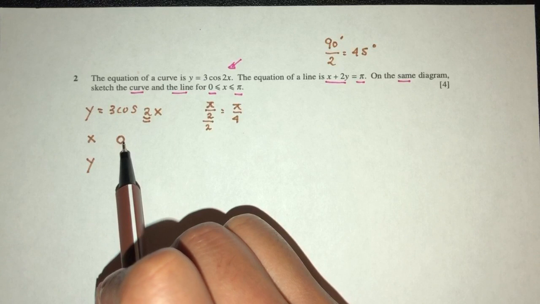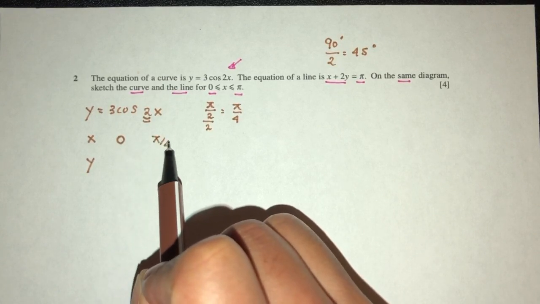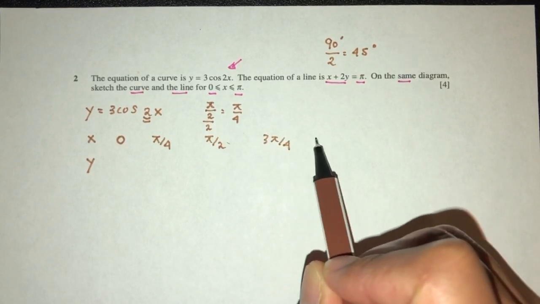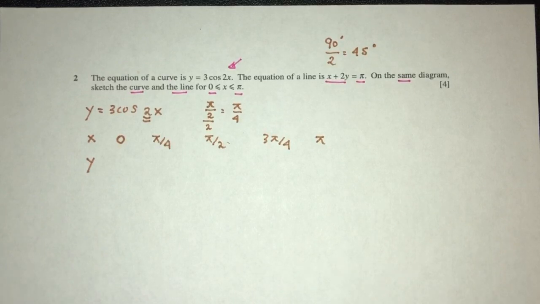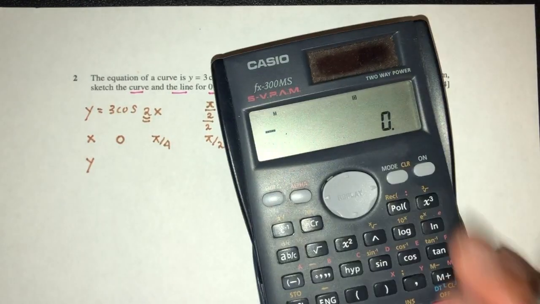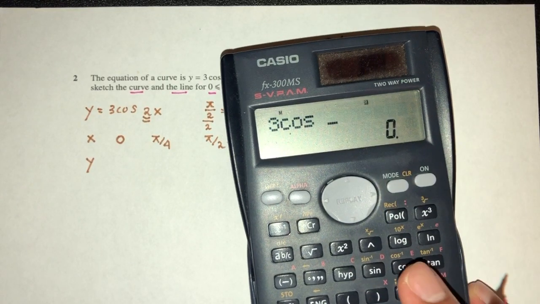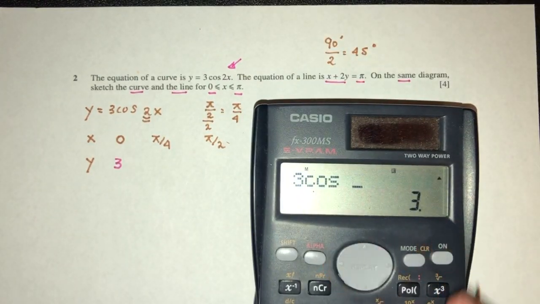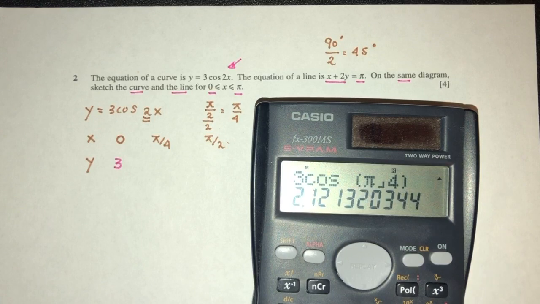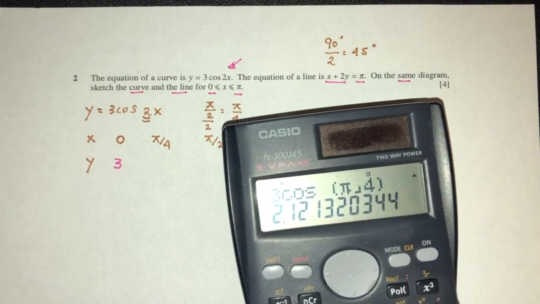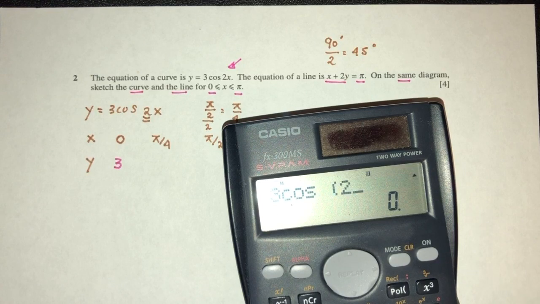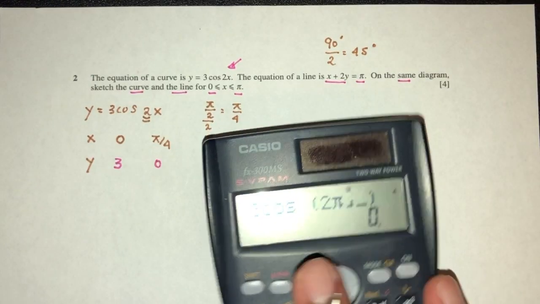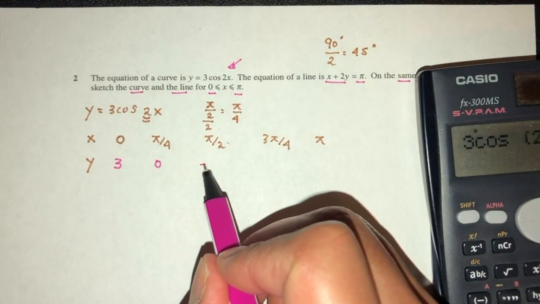For example, here my interval will be 45 degrees, which is pi by 4, plus pi by 4, plus pi by 4, and plus pi by 4. That should be these values, so that I can have exact values of y. So 3 cos, here we have to use radians. Here we have 2 times 0, that should be 0. That will be 3. And here we have pi over 4. So again, I forgot 2, so 3 cos 2 times pi over 4. That should be 0. Here we have pi over 2. That should be minus 3.